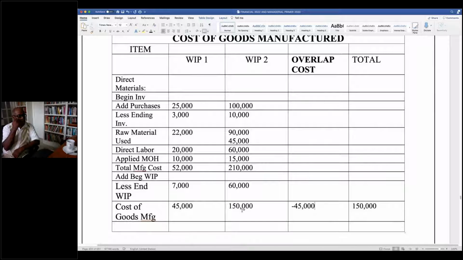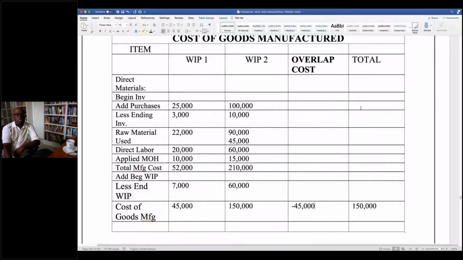You see that, Brady? What you say? I was supposed to put minus 45,000 in overlap costs. Yep. You can't count this row, then put the 45 over here and count the 45 again. You got to be at 150.